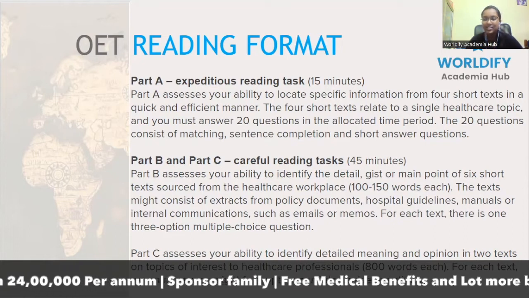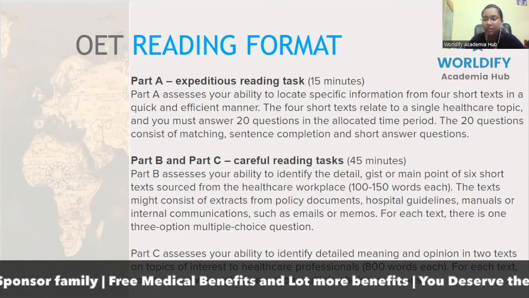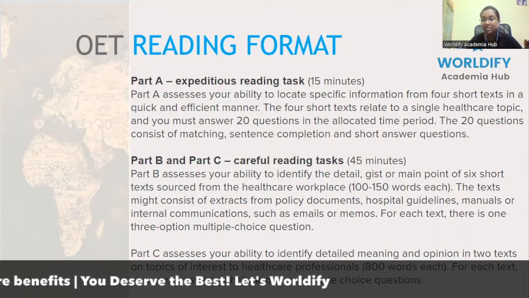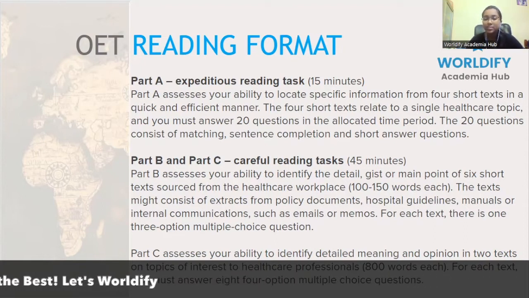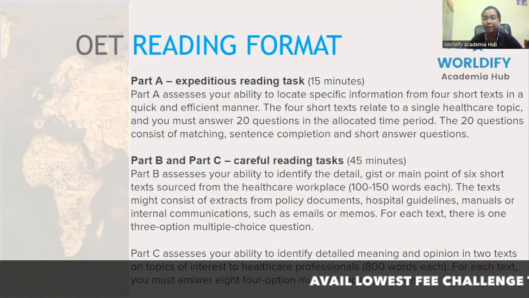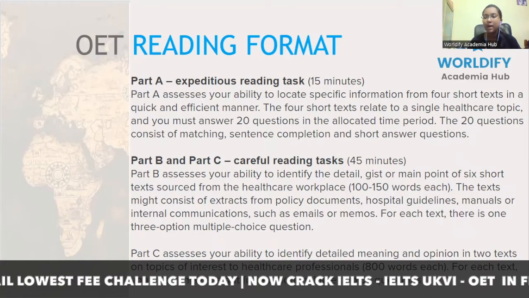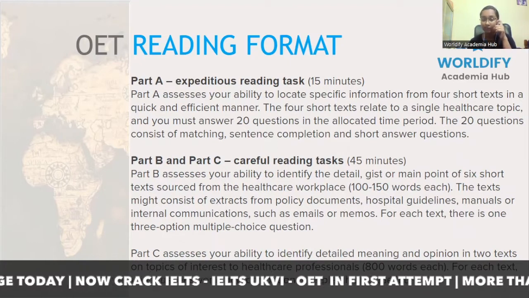Okay, that's a real challenge, right? So you have less than 1 minute to answer one question. So you have to be very vigilant and you have to be very concentrative at this point, because time management plays an important role. And you have to know, for OET reading, again, it's going to be 42 questions. Okay, so half the question belongs to part A. That's 20 questions out of 42 belong to part A. So you have to be really concentrative in part A.